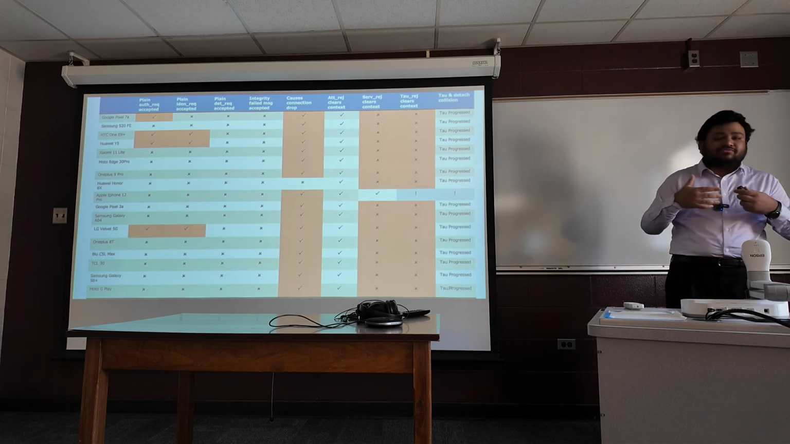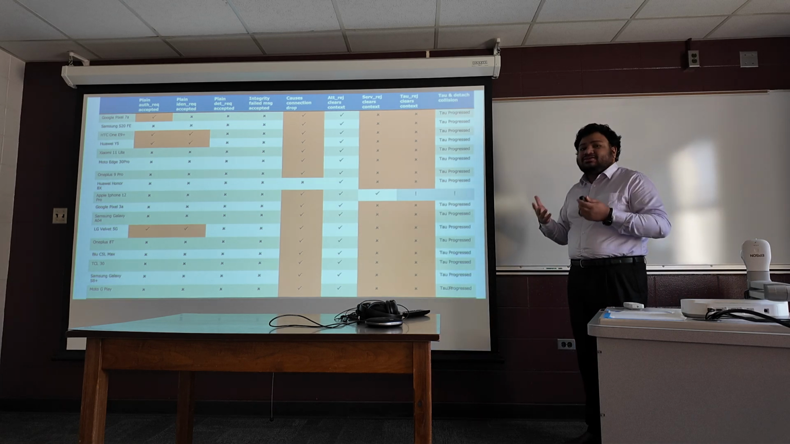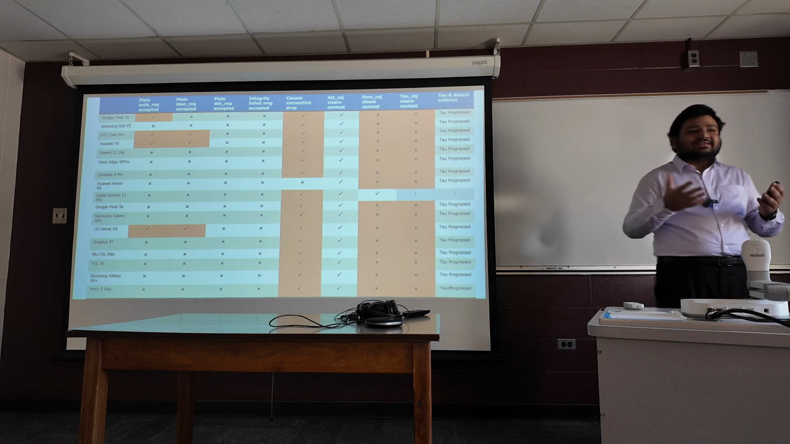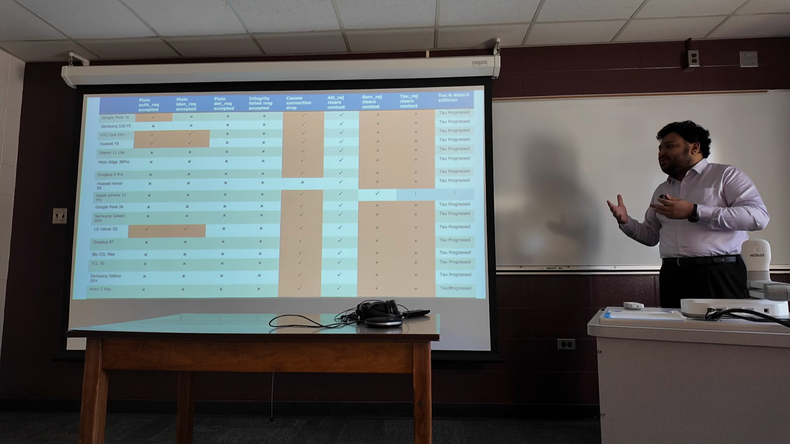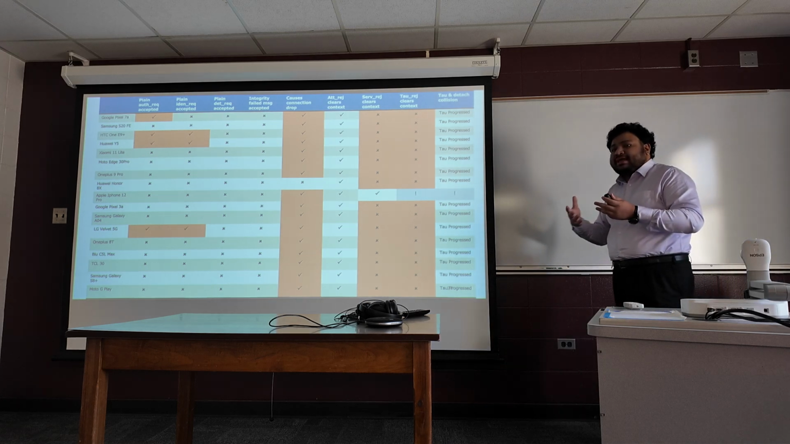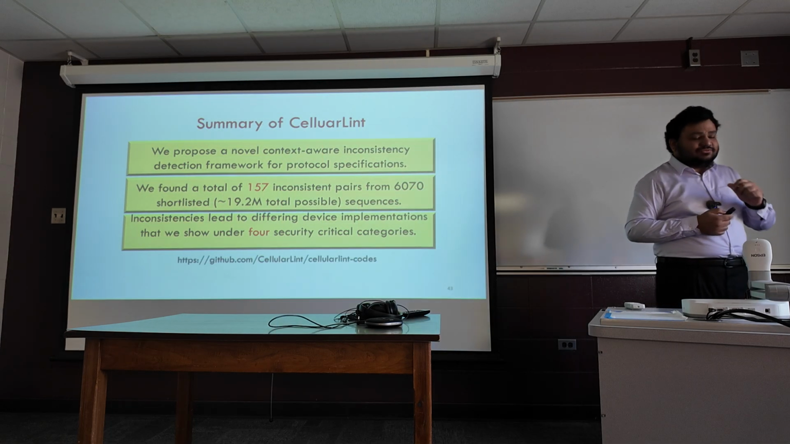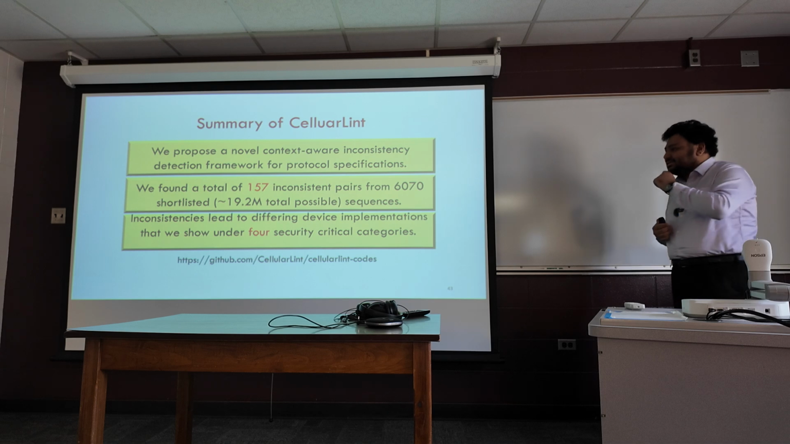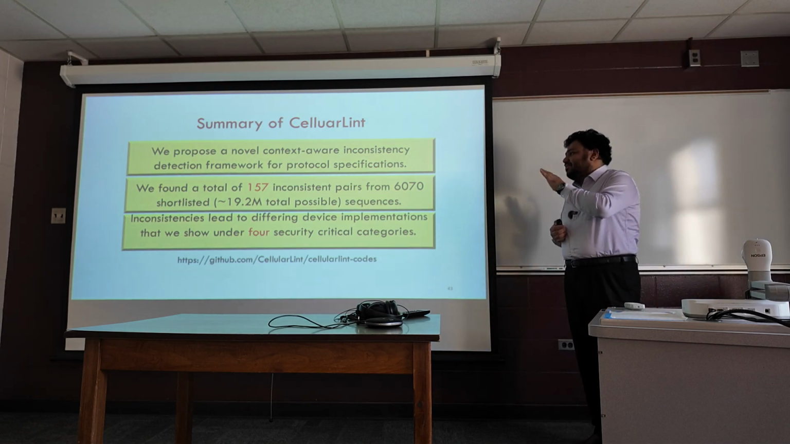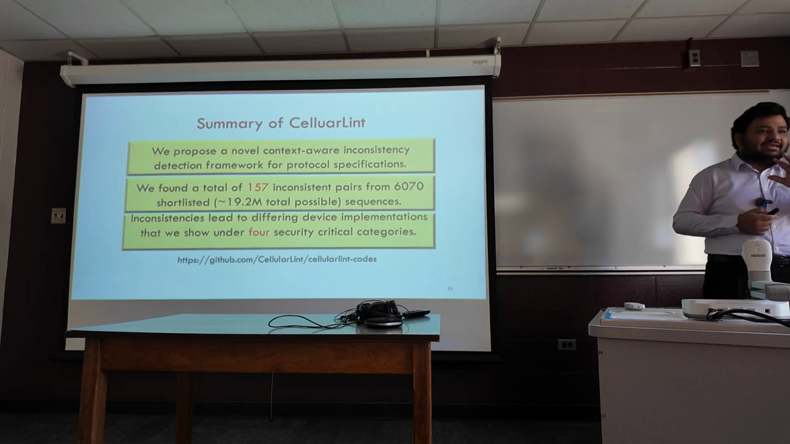So this is what we wanted to show: if your specification has inconsistencies like this, then people will implement different things in different areas, ranging from the most insecure one to the most secure one, and a mix of both in between. So this is the first part. We created a framework called CellularLint. We detected 157 inconsistencies from around 6,000 specs. I'll stop right here if you have any questions.